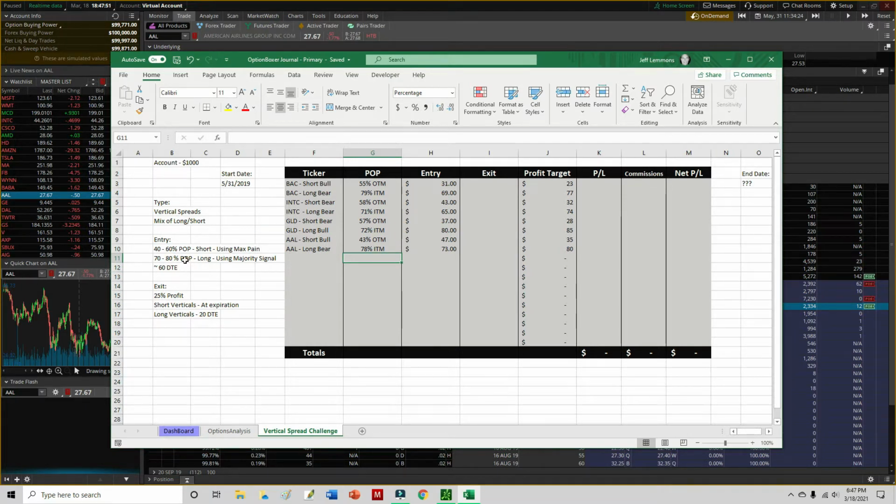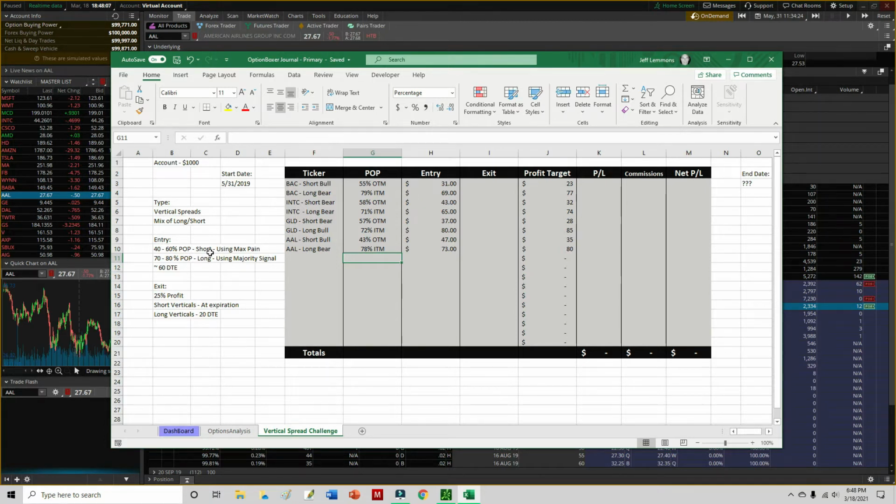If I set up a short trade, I'm going to look for 40 to 60% probability of profit for any short trade, and 70 to 80% probability of profit for any long trade.